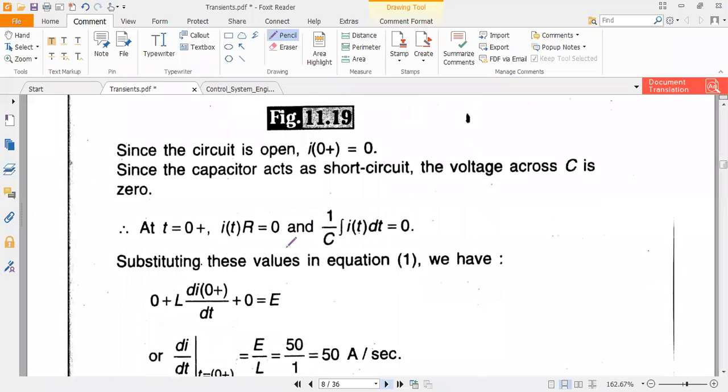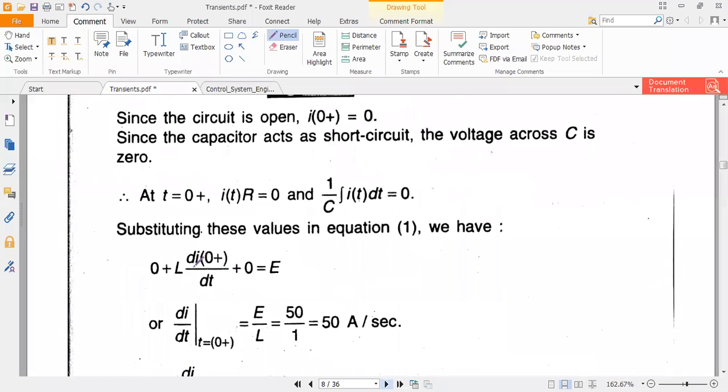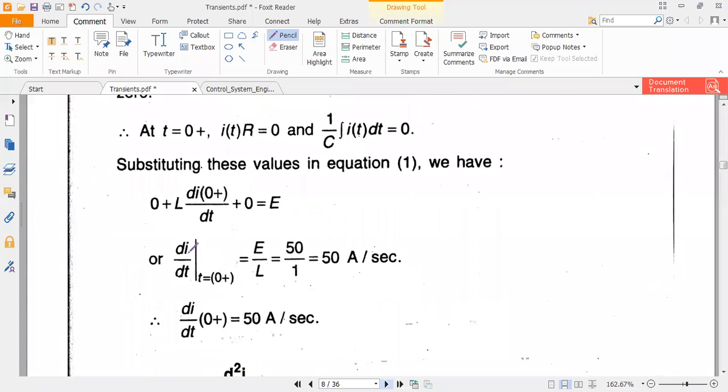Then if you substitute these two terms in equation 1, equation 1 will become L into dI of 0 plus by dt, plus 0, equal to E. So then di by dt at t is equal to 0 plus is equal to E by L. E is equal to 50 and L is equal to 1, this is given in the problem. So this is 50 amperes per second, that is di by dt.